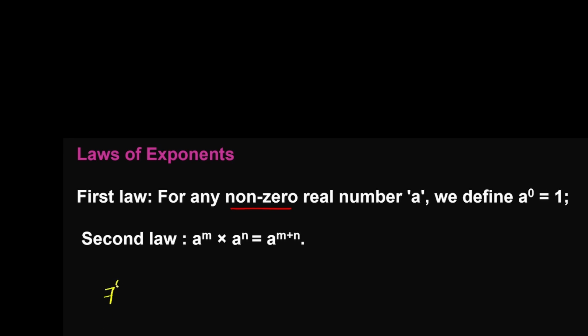What is 7 raised to 0? It's 1. 10 raised to 0 is 1. 1000 raised to 0 is 1. 3 by 2 raised to 0, it's 1. Root 2 raised to 0, it's 1. Any real number raised to 0 is 1.